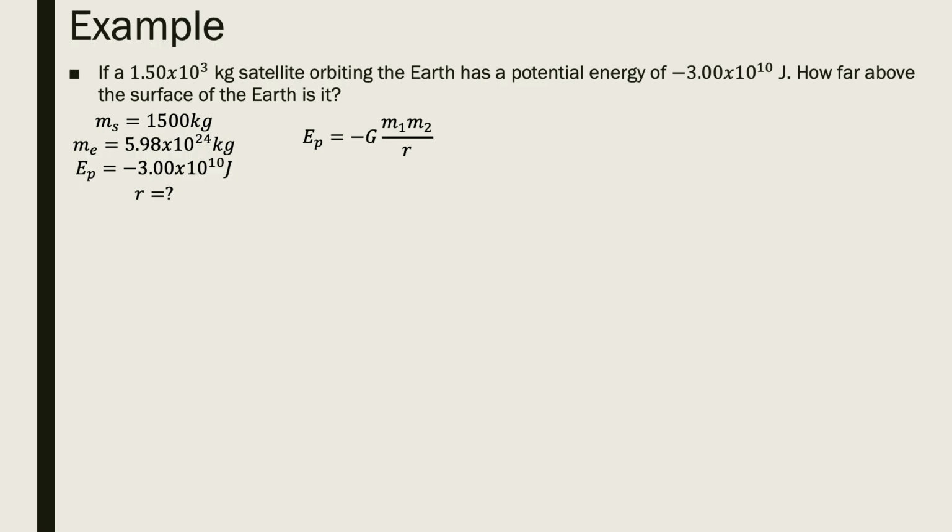So we'll start out with our formula of EP equals negative G m1 m2 over r, and we want to rearrange this to get r on its own. So first thing I would do is get r out of our denominator, and then divide both sides by our potential energy.